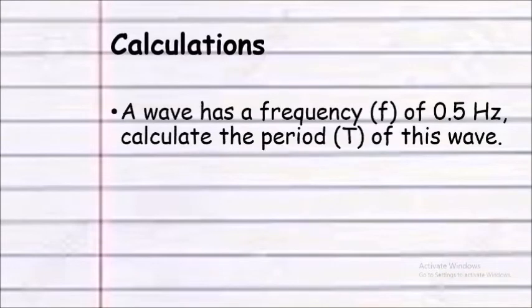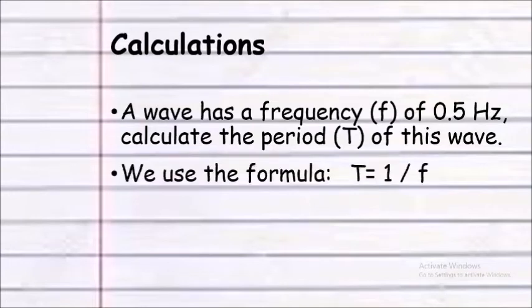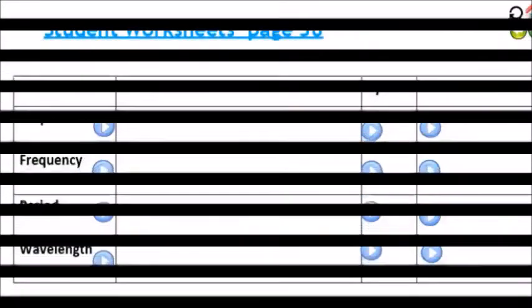So if we have a wave that has a frequency of 0.5 Hertz, calculate the period T of this wave. Okay, so we can use the formula T equals 1 divided by f, or frequency. T then is equal to 1 divided by 0.5, which is given. The answer would be 2 seconds. Do not forget the unit.